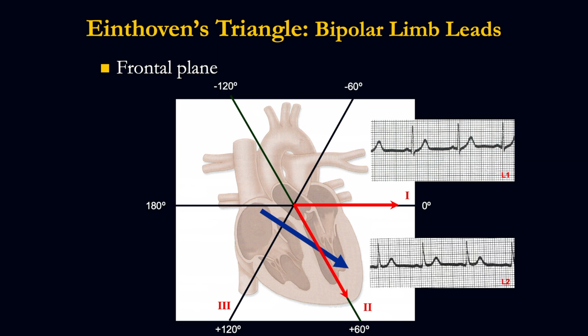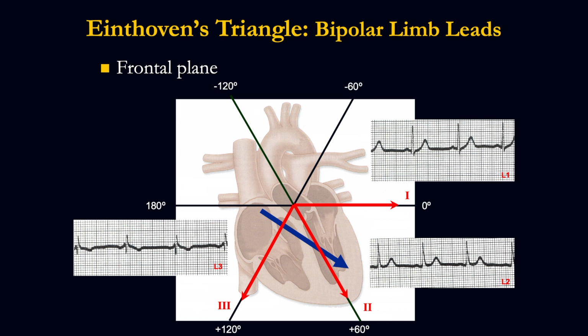In lead 2, we have the right arm that's negative and the left leg that's positive. This should result in a mostly positive deflection since the mean electrical axis is lined up more going towards the positive electrode. In lead 3, the left arm is negative and the left leg is positive. This results in both positive and negative deflections. This should make sense because the mean electrical axis is telling us that some of the electrical activity is going towards this positive electrode and some of it is going away.